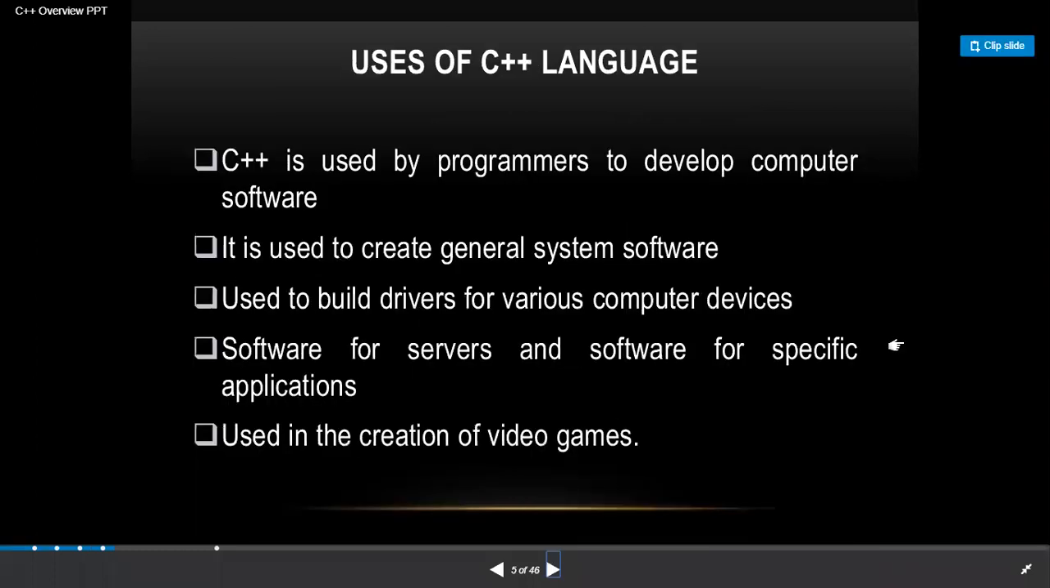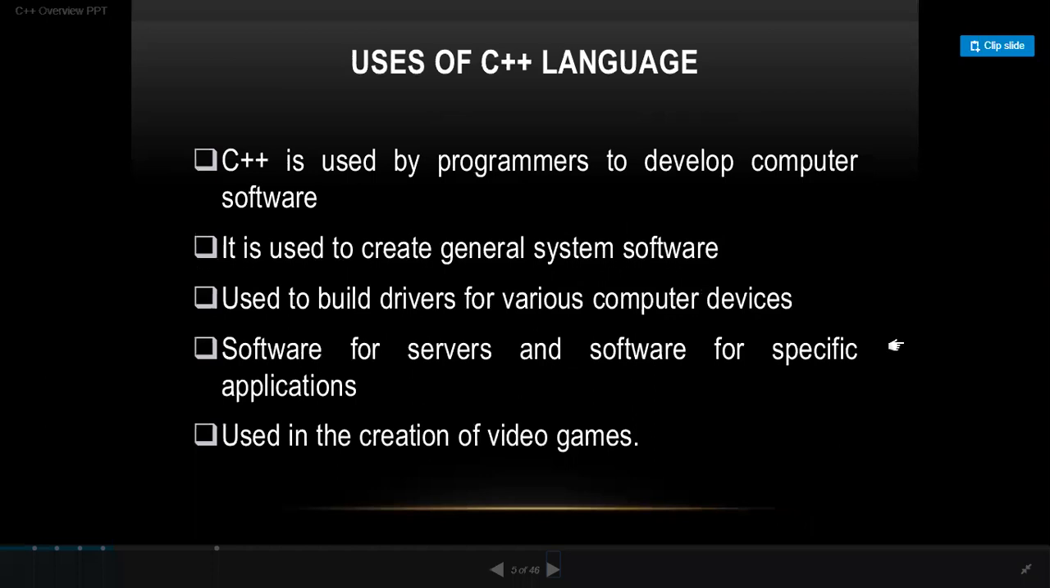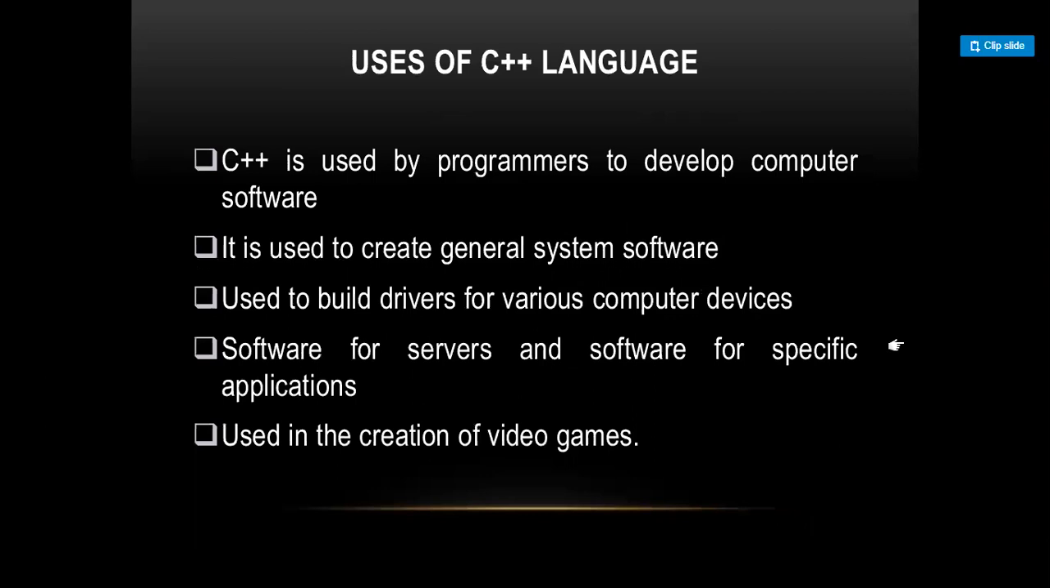So what are the uses of C++ language? So C++ is used by the programmers to develop computer software, and it is used to create general system software. Also, C++ is used to build drivers for various computer devices. C++ software for servers and software for specific applications, and also C++ is used in the creation of video games.